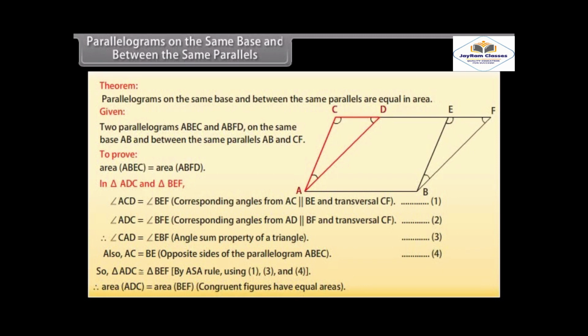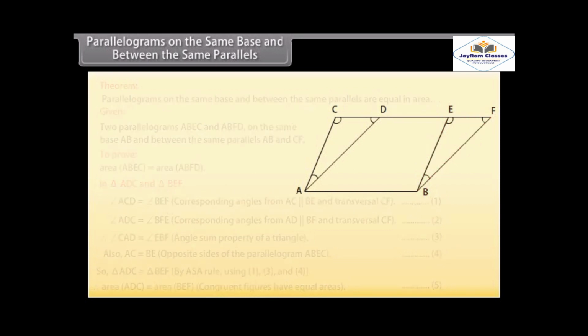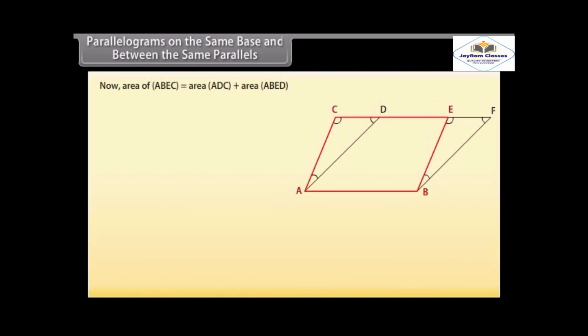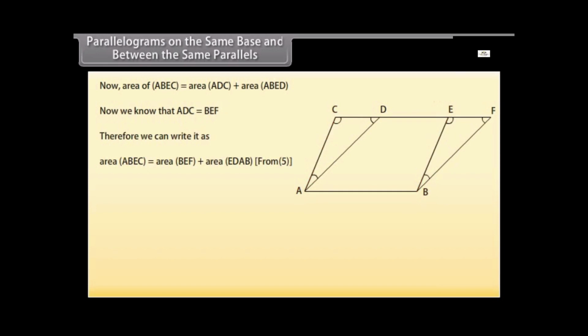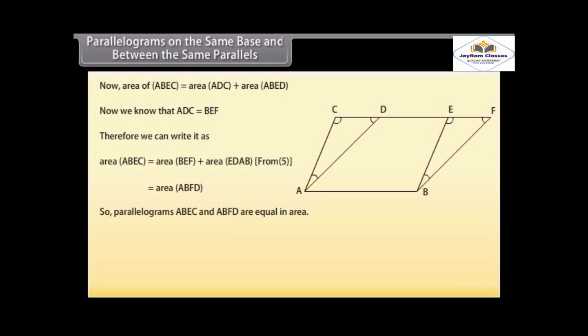Therefore, area of ADC is equal to area BEF because congruent figures have equal areas. Mark it as 5. Now, area of ABEC is equal to area ADC plus area ABED. Now we know that ADC is equal to BEF, therefore we can write it as area ABEC is equal to area BEF plus area EDAB from 5, which is equal to area ABFD. So, parallelograms ABEC and ABFD are equal in area.